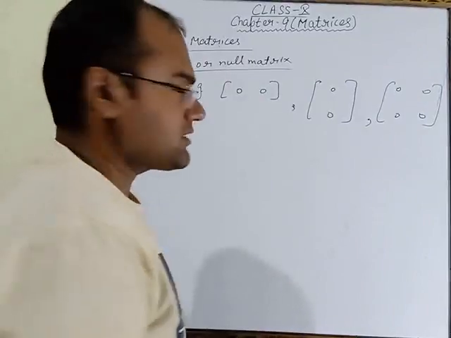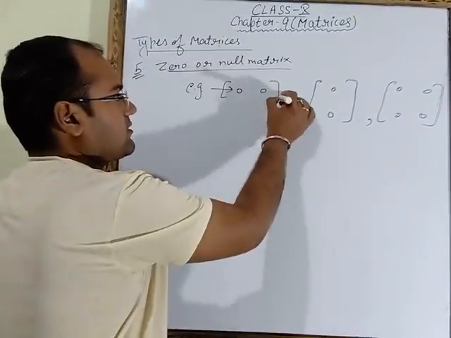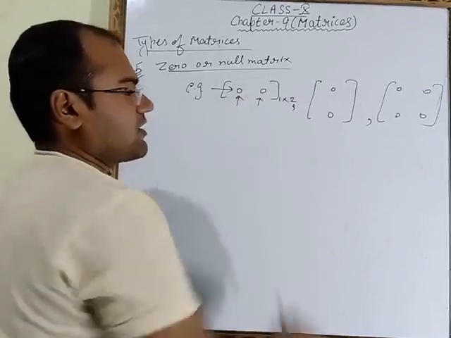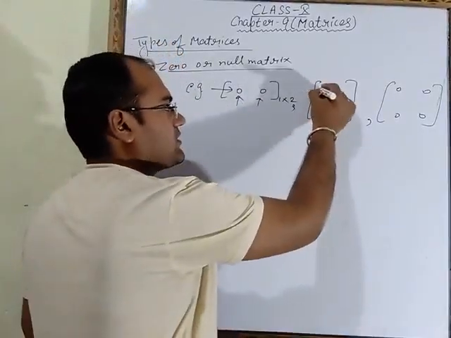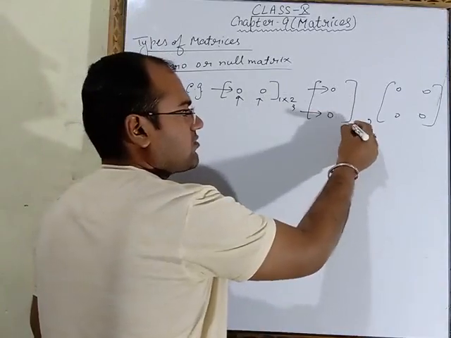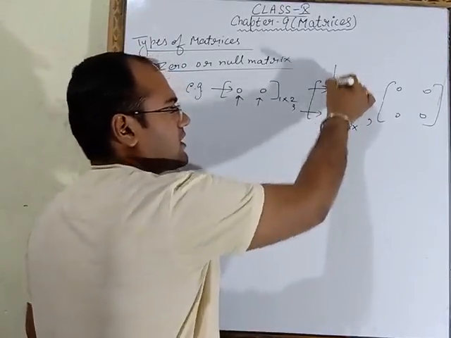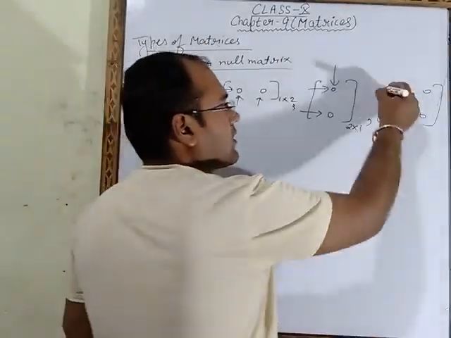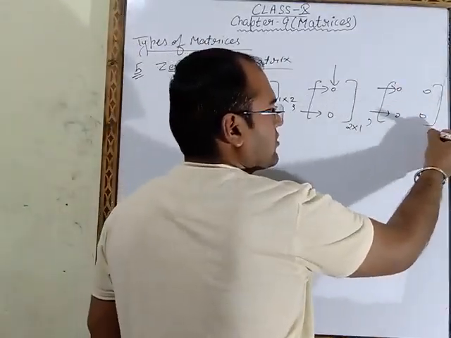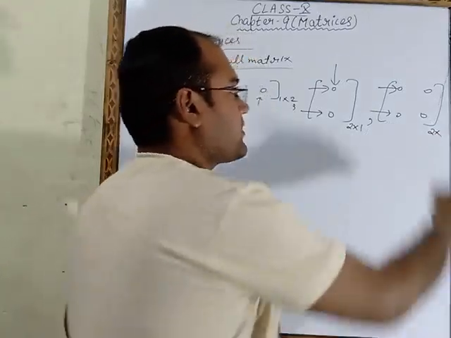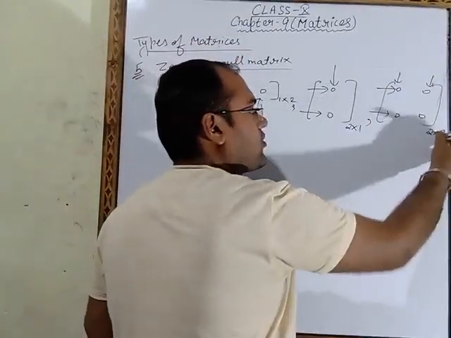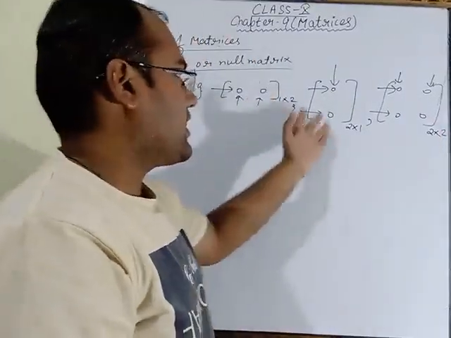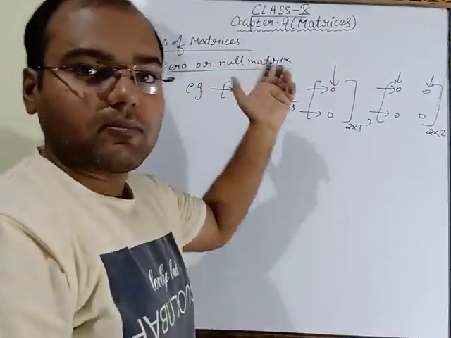The order of this matrix: how many rows are there? 1 into how many columns are there? 2. So the order of this matrix is 1 by 2. Order of this matrix: first row and second row, 2 into how many columns are coming? Only 1 column. So the order of this matrix is 2 by 1. First row, second row, so 2 rows are there, and columns first and second, 2 columns are there. So the order of this matrix is 2 by 2. So these three are examples of zero or null matrix.